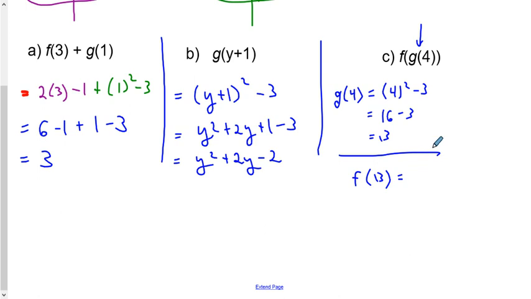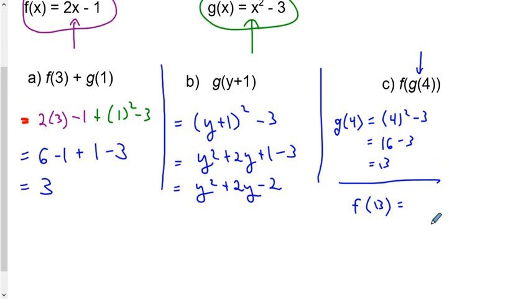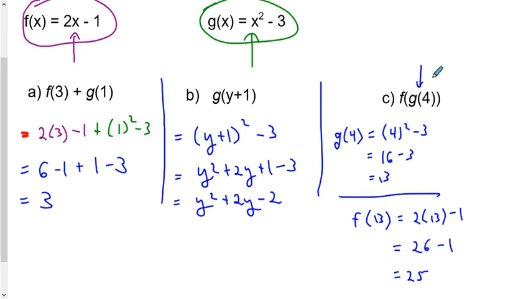So f at 13. So what was my f function again? 2x minus 1. So I'm going to go 2 times 13 minus 1. So that's going to be 26 minus 1, so that's going to be 25. So my final answer is 25. F at whatever g at 4 was, g at 4 was 13, so f at 13 is 25. Okay, so that's my function notation.